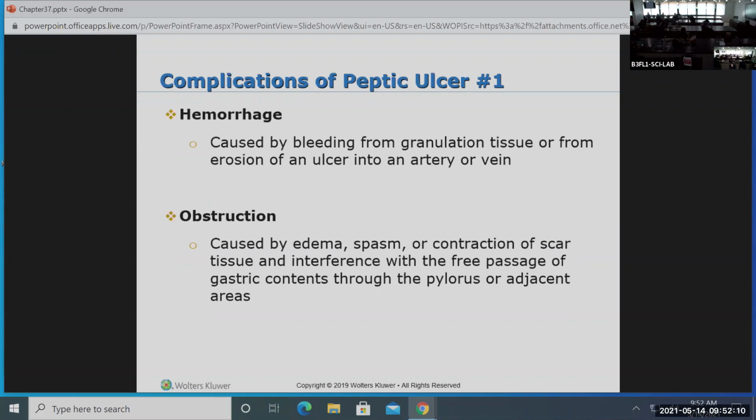Everybody's okay with the perforation? I explained what perforation is. If you see it, don't get shocked. Okay. Now the number 2 complication we call obstruction, also outlet obstruction. Gastric outlet obstruction. Make a note. Gastric outlet obstruction.